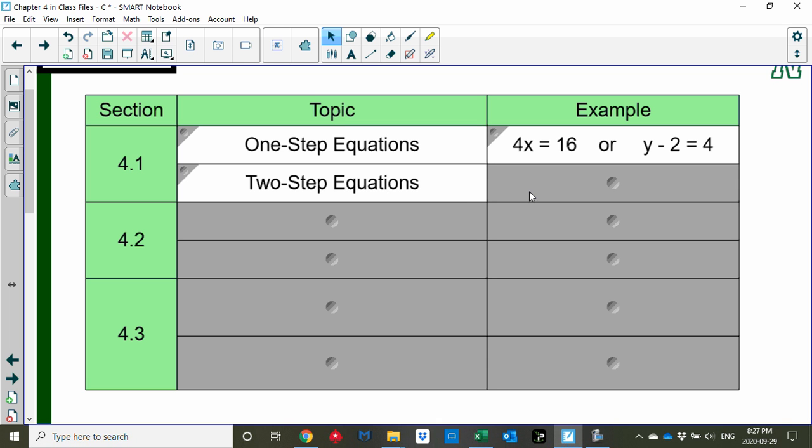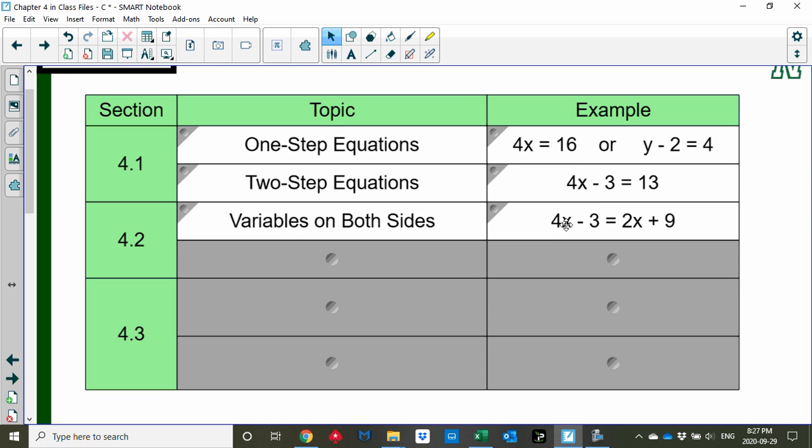And even the two-step equations that involve a multiplication and usually an addition or subtraction. So we get rid of the subtraction first, we bring that subtract 3 to the other side, it becomes plus 3. So 13 plus 3 will be 16, and then we divide it by 4, and we get an answer of 4. You have to be good with 4.1 to move on to 4.2. Because 4.2 says, wait a second, what if you don't just have one variable here, but what if there's variables on both sides? So do you see the difference with this one and this one?